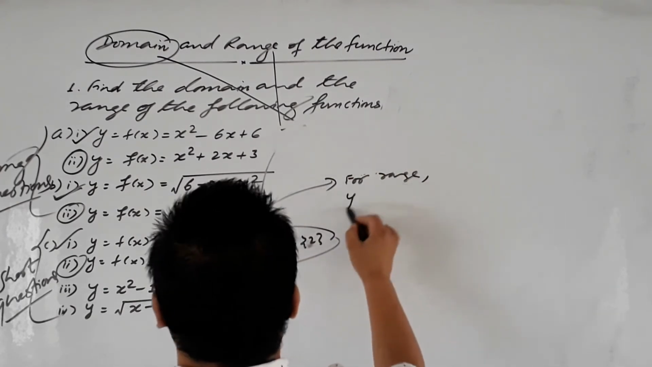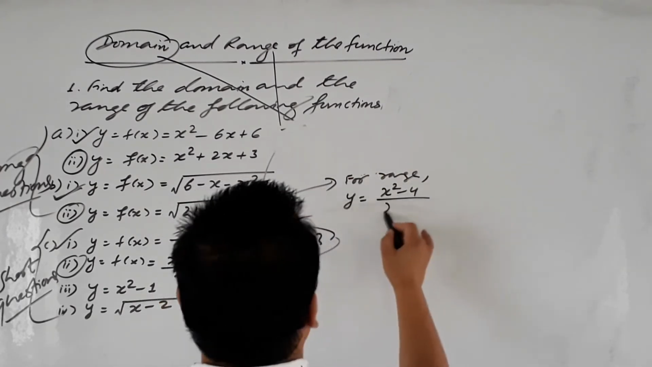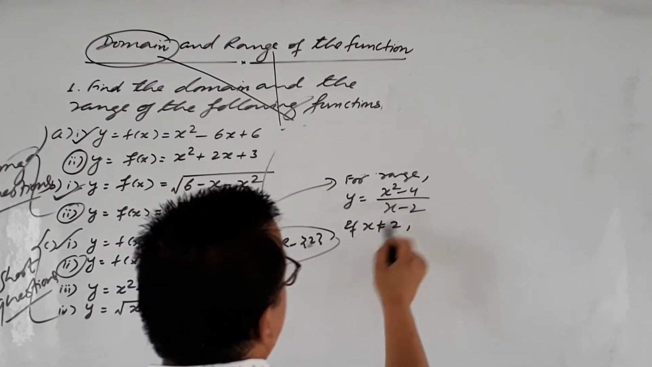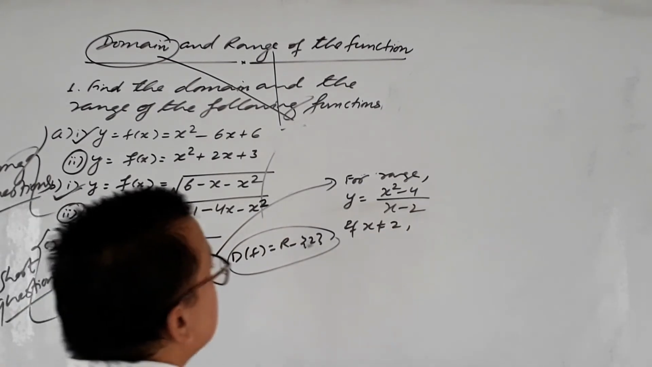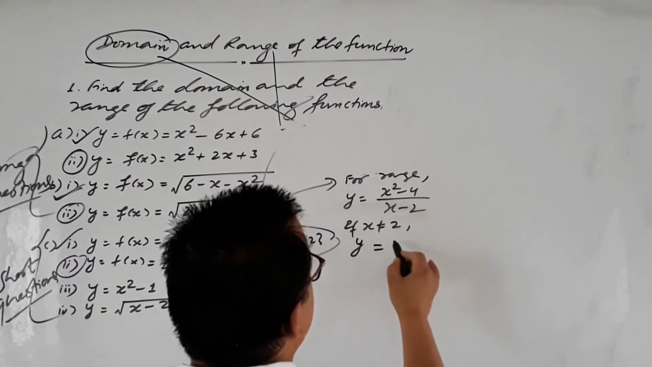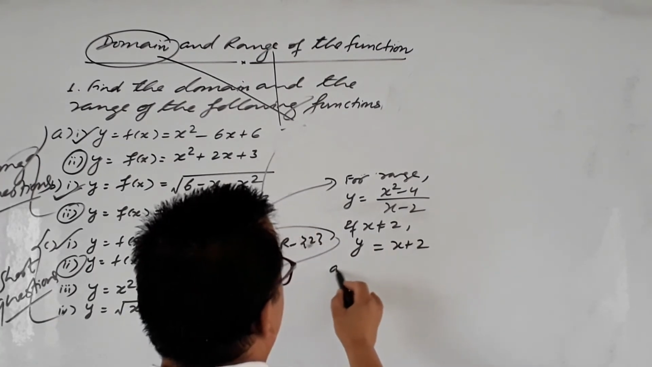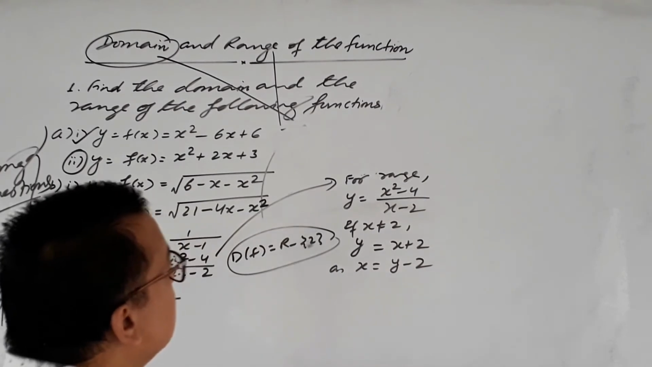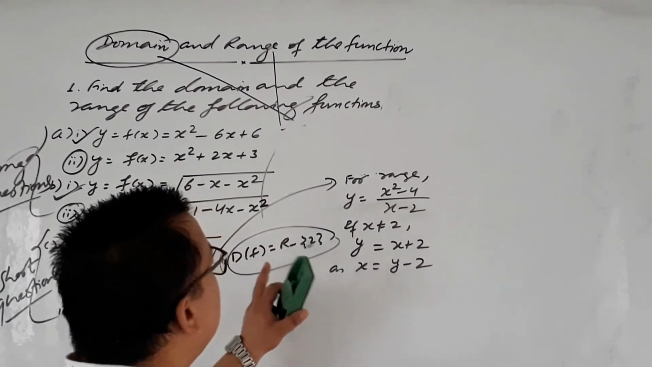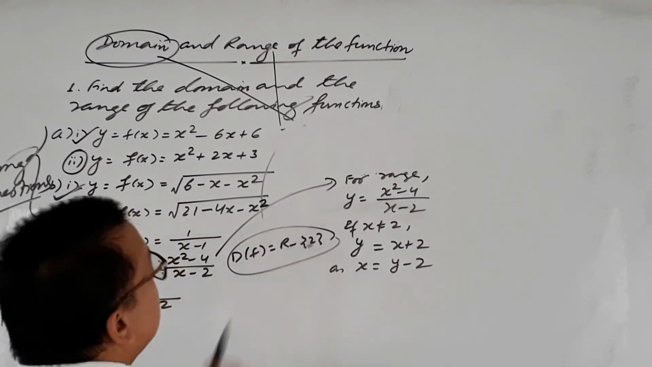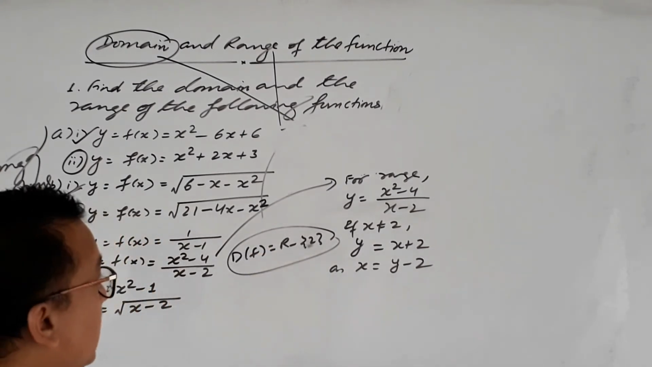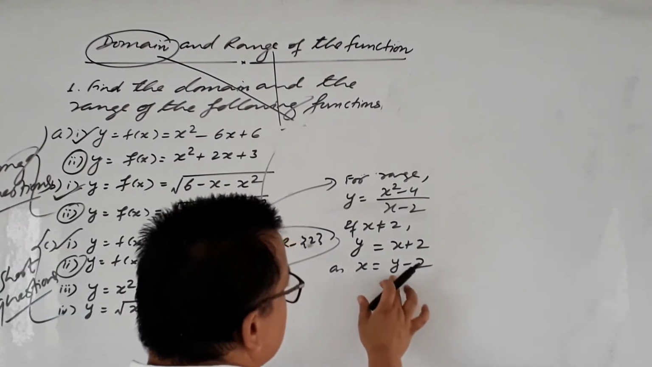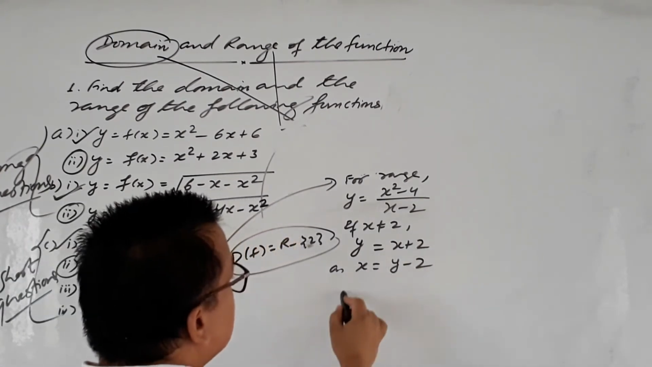For the range, y equals x squared minus 4 upon x minus 2. If x is not equal to 2, then it can be reduced and written as x plus 2, or x equals y minus 2. Listen to me, in the domain there is no 2 for x.